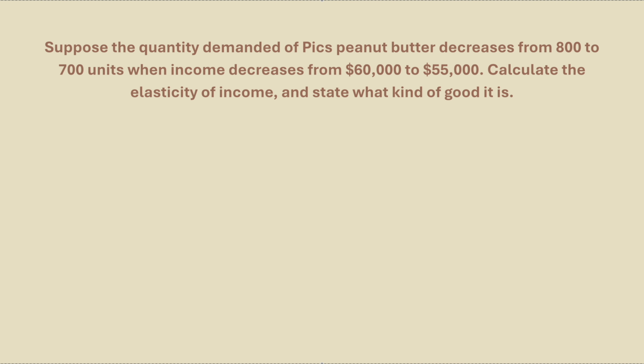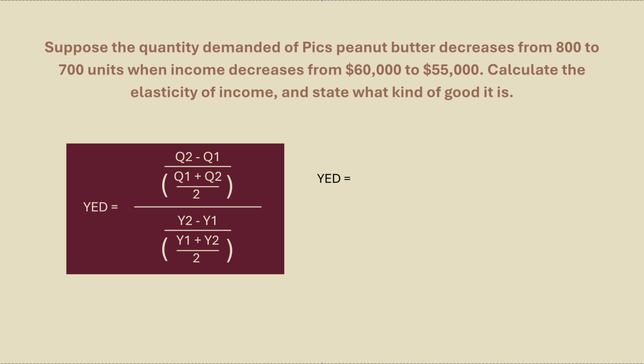Last question. Suppose the quantity demanded of Pix peanut butter decreases from 800 to 700 units when income decreases from $60,000 to $55,000. Calculate the elasticity of income and state whether it is an inferior or a normal good. In this instance, the new quantity minus the old quantity is 700 minus 800, over the average quantity, which is 800 plus 700 over 2.